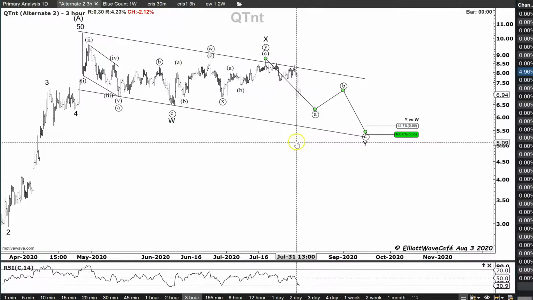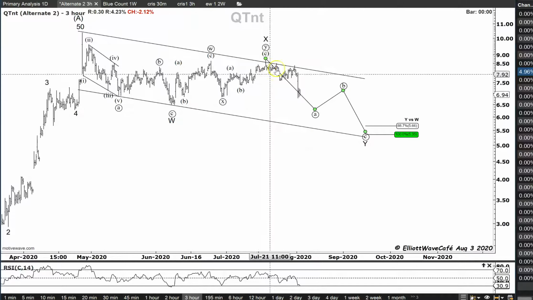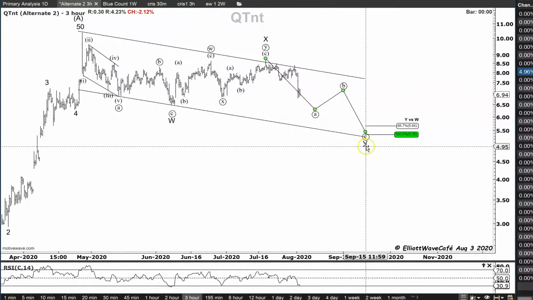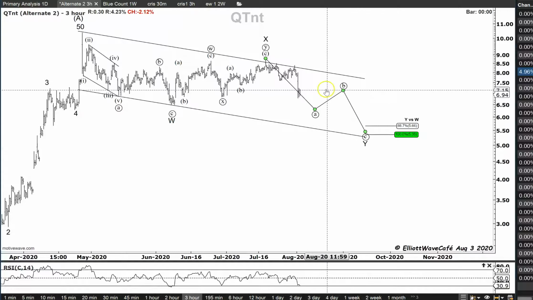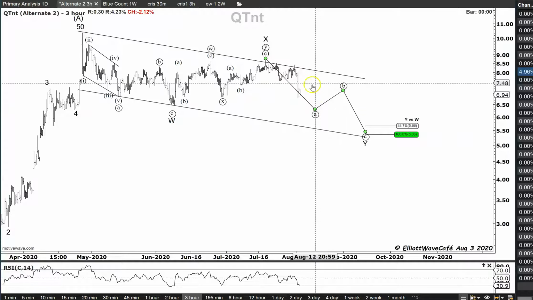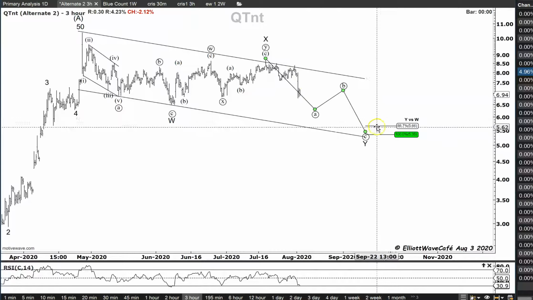I don't think this move is done in here. You can go A, B, C, X, A, B, C, and just have more of a complex Y wave corrective pattern. That's also possible. Remember, this Y wave can be anything it wants. It can be a flat, it can be a triangle, it can be a zigzag, just like we have it up here.